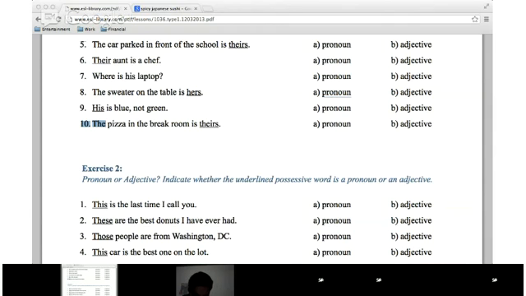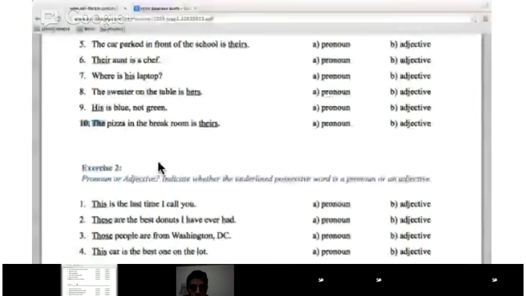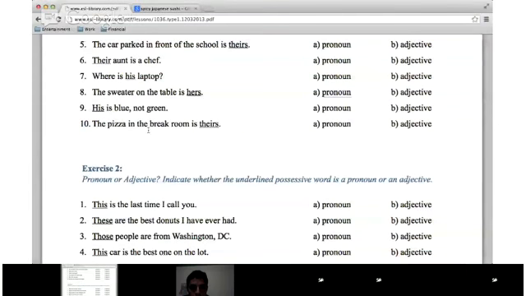Let me go to Amparo. Let me have you read number 10, please. The pizza in the break room is theirs. It's a pronoun. Good. This is a pronoun. We have an S at the end. It's also following a form of the verb to be, and we do not have a noun that follows theirs. Good.